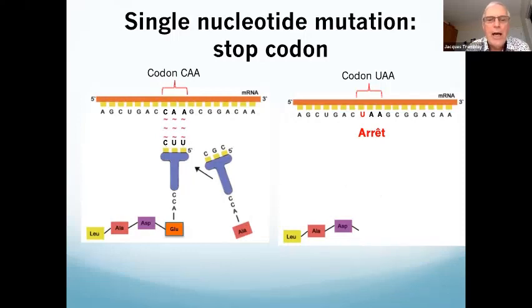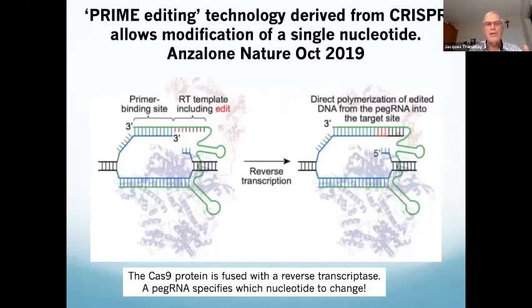For example, in this case, we had a mutation. Normally, we have a sequence which is CAA coding for glutamine. And the mutation has changed a C for U, and you have a stop codon. But using that technology, it's possible to correct that point mutation. And again, that CRISPR technology is evolving every year. In October 2019, a new version of that technology now permits to correct several nucleotides. Again, either introducing new nucleotides, deleting some nucleotides, or changing some nucleotides. All of those three things are possible, according to an article that was published in Nature in 2019. And rapidly, my group has started to work on that technology.